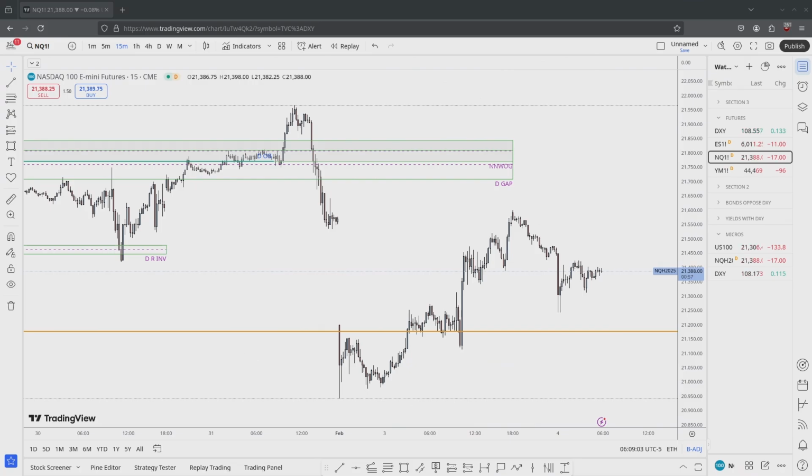Wednesday morning, you should be done by after the AM session tomorrow. And tomorrow we've got the ADP employment change at 8:15. I don't expect much from that. PMI at 9:45, and 10 a.m. PMI.